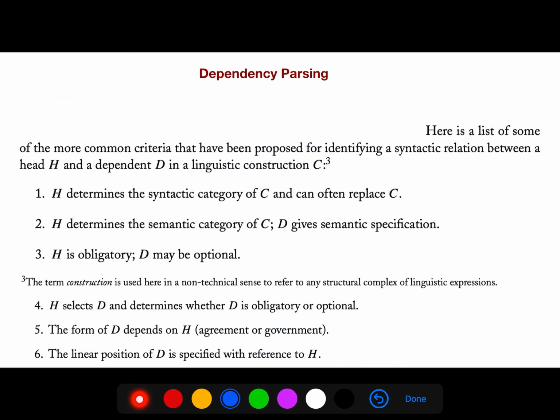So here is a list of more common criteria that have been proposed for identifying a syntactic relation between a head and a dependent. This is a head for another dependent, so it always depends on the direction of this edge. There are some rules we should care about. H is obligatory, D may be optional.